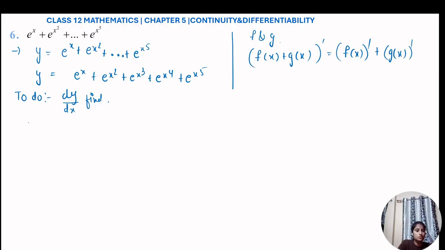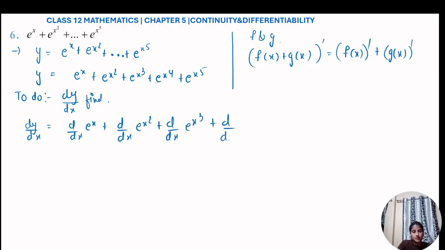Okay, so now here, our dy by dx will become d by dx of e raised to x plus d by dx of e raised to x square plus d by dx of e raised to x cube plus d by dx of e raised to x to the power 4 plus d by dx of e raised to x to the power 5. Now differentiate it. We know that the differentiation of exponential is nothing but exponential. Now here, as you can see, this is composition of function. So what is its differentiation? Its differentiation is differentiate the outer function, write the argument as it is, then differentiate the argument function, that is d by dx of x square.